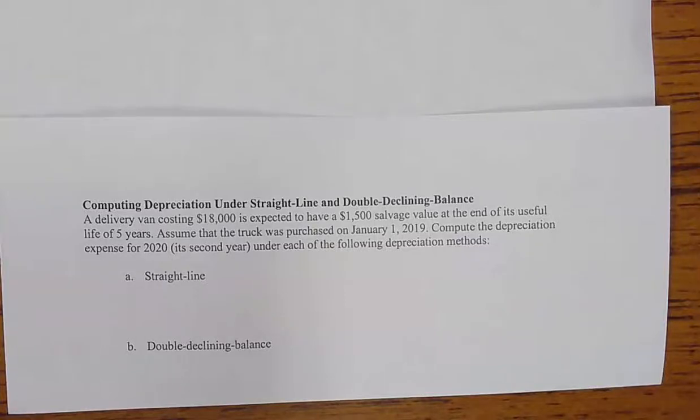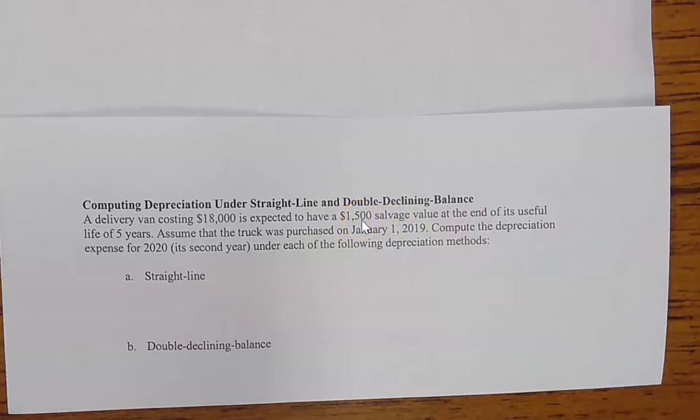Let's take a look at two different depreciation methods that use the same set of facts. We're going to look at how to depreciate a delivery van under both the straight line and double declining balance methods. So we've got this delivery van. Our total cost, purchase price, sales tax, all of our other initial one-time expenses are $18,000. And the van is expected to have a salvage or residual value of $1,500.